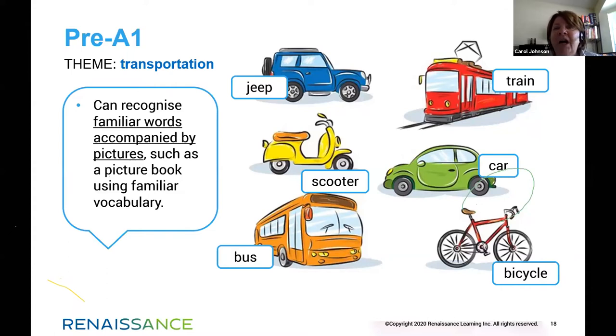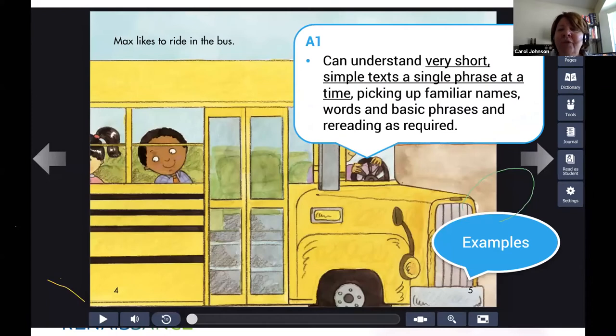But let's move up. Once a student is past that initial simple single words, maybe the verb to be and have, let's move to an A1 student and look at examples of what kind of texts would be comprehensible input to the student at that CEFR level based on the can-do descriptors. So this is the can-do descriptor for reading for a student at A1. And you can see they can understand very short, simple texts, a single phrase at a time, perhaps.